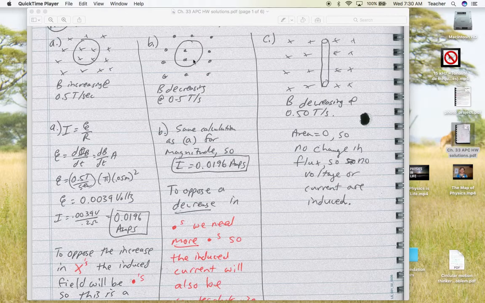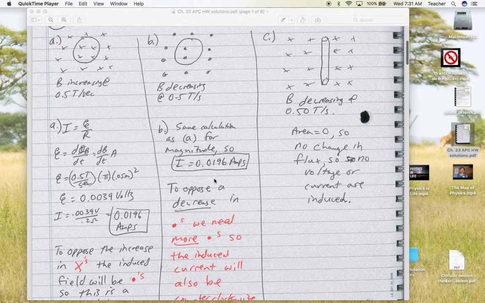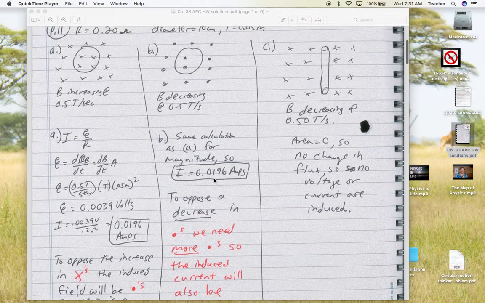In this case, you've got dots already, so you've got the field coming out of the page, but it's decreasing in strength. So to oppose that, you also need more dots. So this is the exact same problem as question A. In both cases, you're going to need the same EMF, same amount of current, and in the same direction. So that would also be a counterclockwise current.